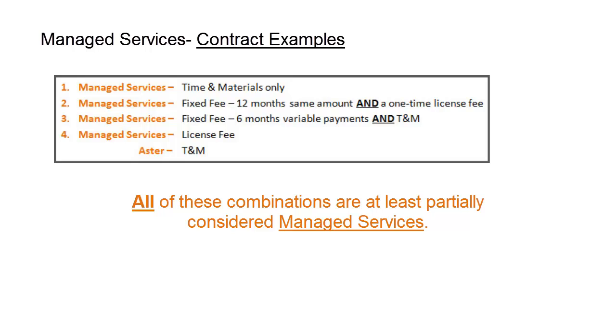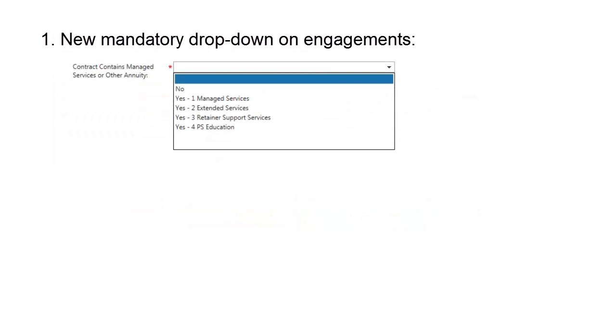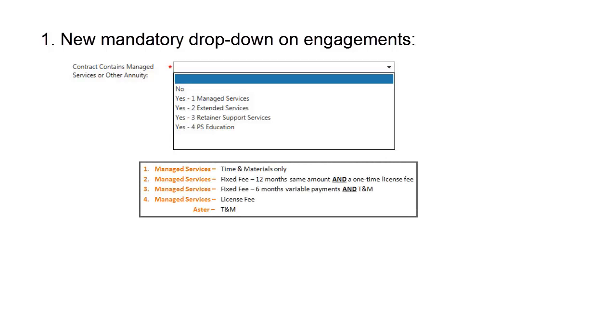We want to be able to track all financials for these. In order to do this, there are a few system and process changes that need to happen. One, we have added a new drop-down at the engagement level where you can select if the contract does contain managed services or one of the other services types. Or you can select no if the contract does not contain any of these. So looking back at our examples, all of these would have had the Yes Managed Services option selected because all of them have at least part of the contract that is managed services, regardless of the work or fees that are needed.